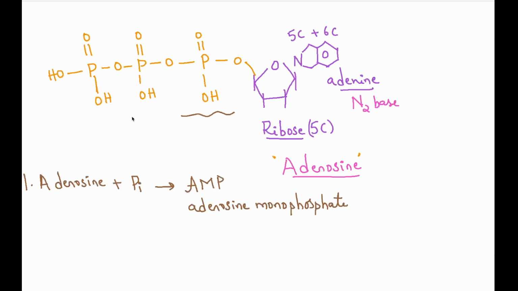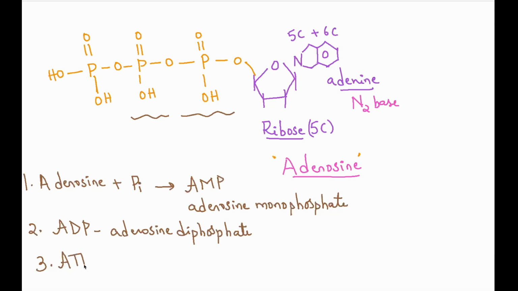Okay. Similarly, if another phosphate group gets attached, then we get ADP, which is adenosine diphosphate. So adenosine plus two phosphate groups is called ADP. And finally, we have ATP, which is what we are discussing in this video. So ATP will have three phosphate groups, 1, 2, and 3 attached to the adenosine moiety. Okay.